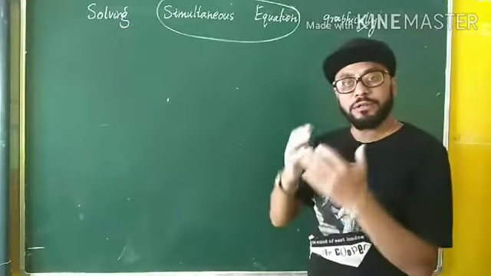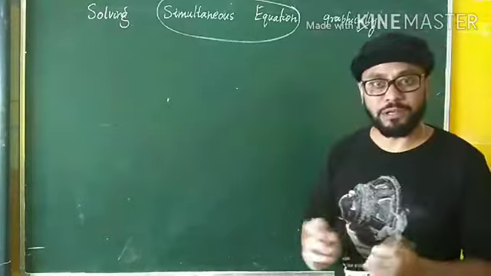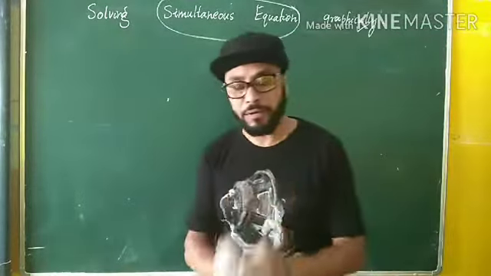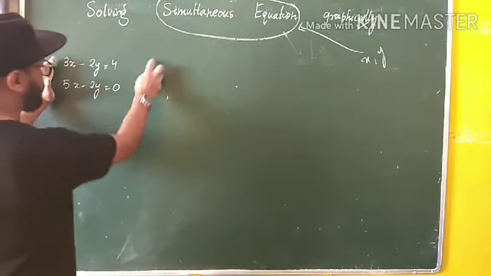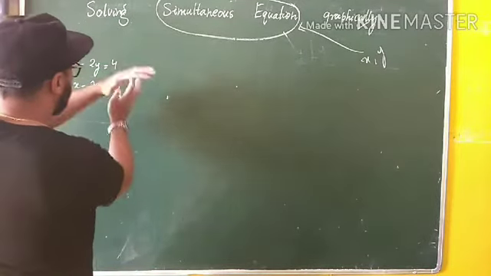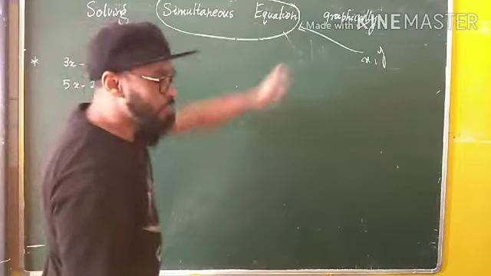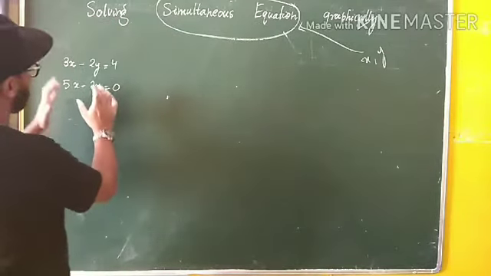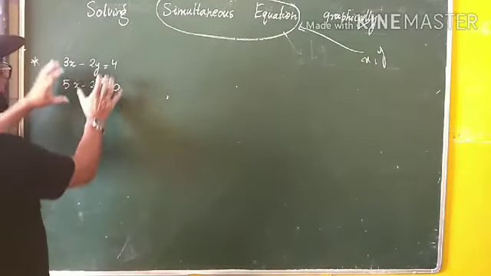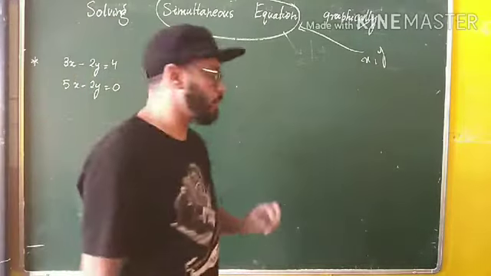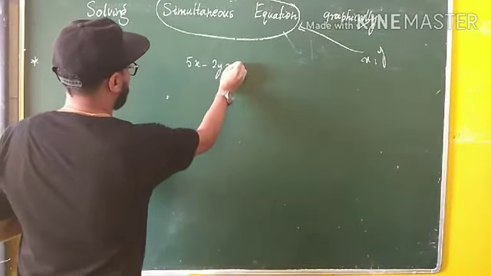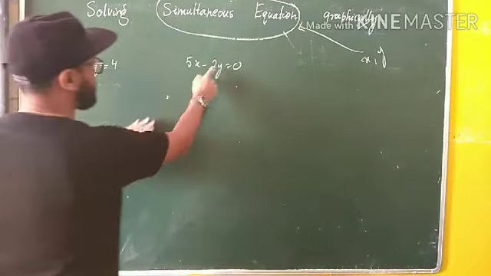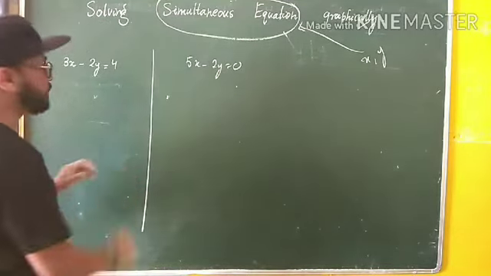Now how to solve simultaneous equations graphically? So that is what we are going to discuss today. Let me explain with an example. If you look at this one, we have two linear equations. If you combine two linear equations, then it is called a simultaneous equation. Now the first step is we have to separate both these linear equations. So this is the first equation and this is the second equation.